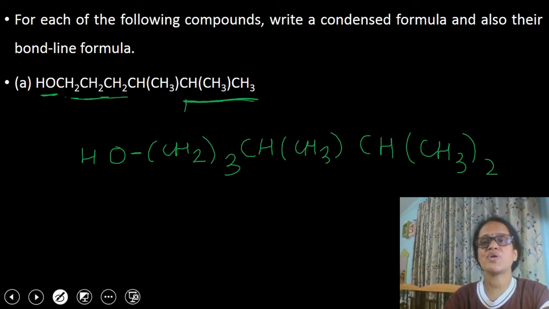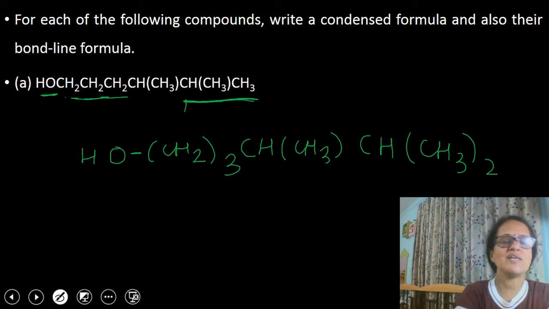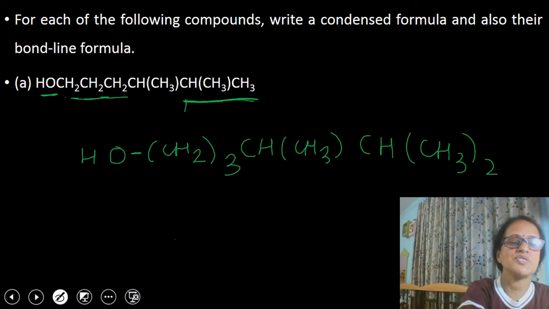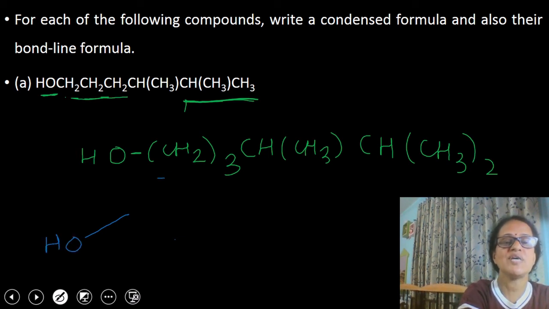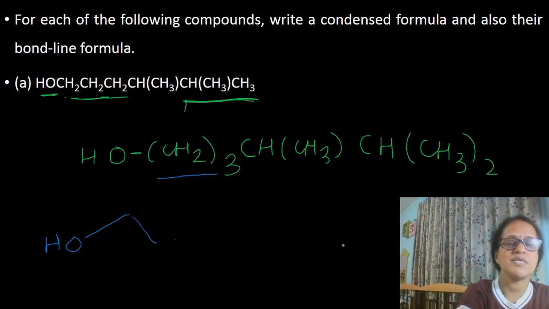Then you have to write the bond line structure. So for writing the bond line structure, children, we can convert the same compound into the bond line structure. Children, you can see here that the terminal group is not CH3 group. Terminal group is a functional group, OH functional group. After that, you have 3 CH2 groups. So we will write 1 CH2, 2 and 3.